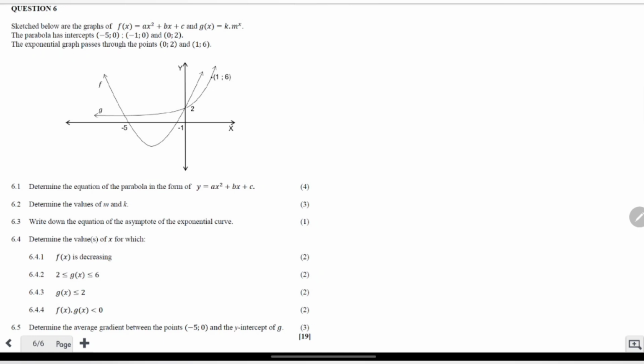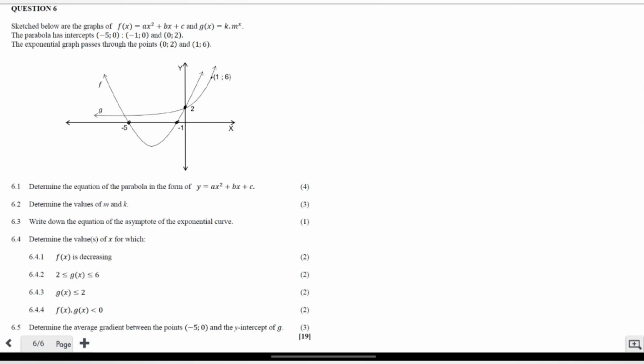Okay, and the parabola has intercepts. The x-intercepts are given: (-5, 0), that is this point, then (-1, 0), that is this point. Okay, and then the exponential graph is passing through the point (0, 2), that is this point. This is a common point in both graphs, you can see that. And then another point, that is (1, 6). Okay, so next, 2 points on the exponential graph and 2 points on the parabola, both are given.